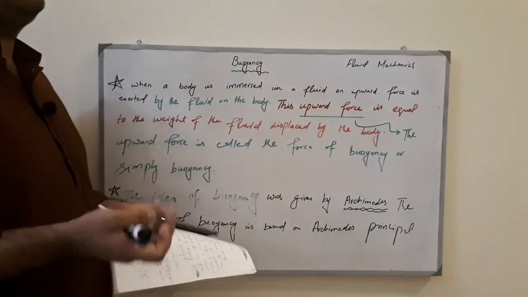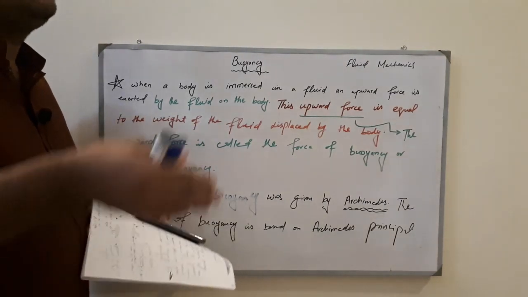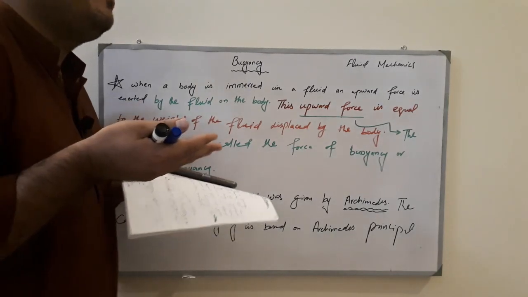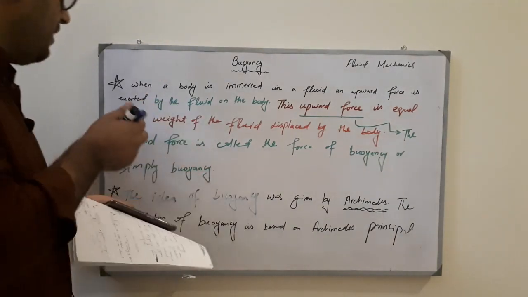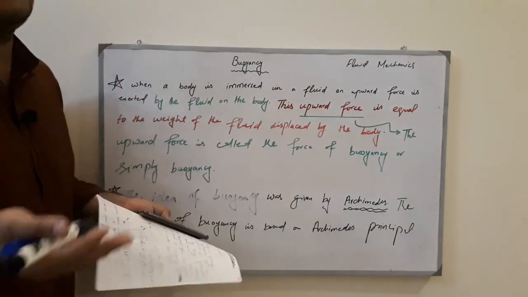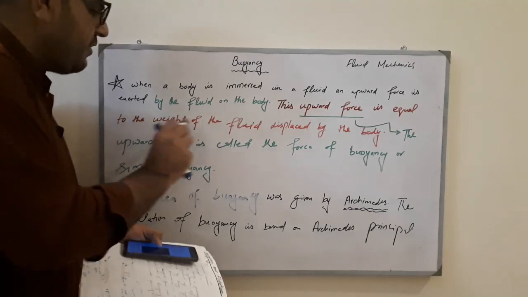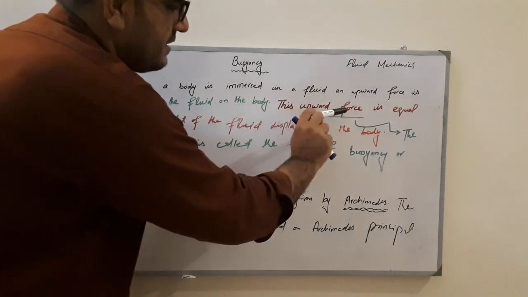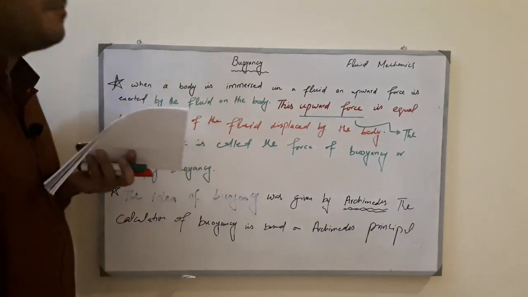If the body's weight is more than the weight of the displaced liquid, then the body will not float, it will simply sink. So for a body to float, its weight should be equal to the weight of the fluid displaced by the body. If the weight of the body is less, then it's perfect. If it is equal, still it will float. But if the body's weight is more than the weight of the fluid displaced by the body, then the body will sink. So this upward force is called the force of buoyancy, or simply the buoyancy.